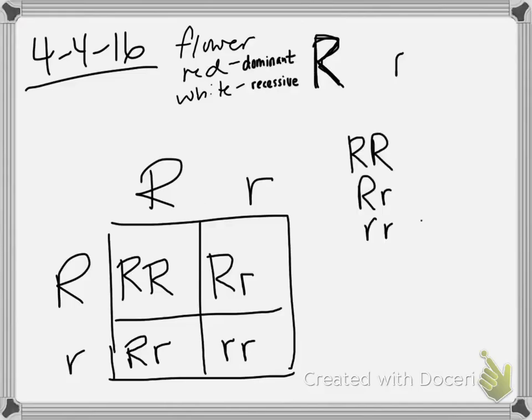Okay, so we've got three possible genotypes in their offspring. How many homozygous dominant do we see? 1. How many heterozygous offspring? 2. How many homozygous recessive? 1. So our genotype ratio is 1 to 2 to 1. Anytime you have two heterozygous parents, this is your genotype ratio.